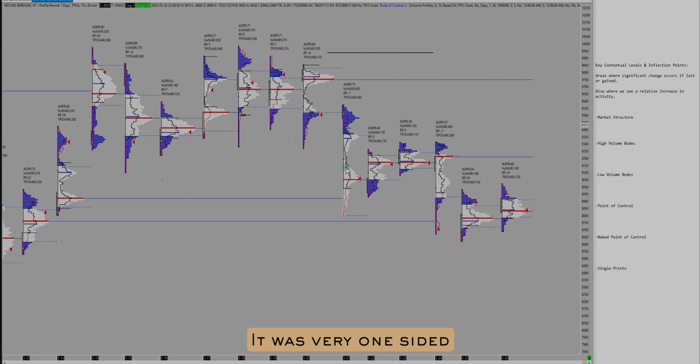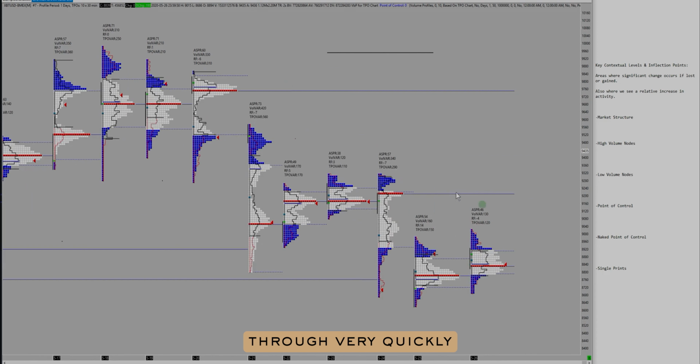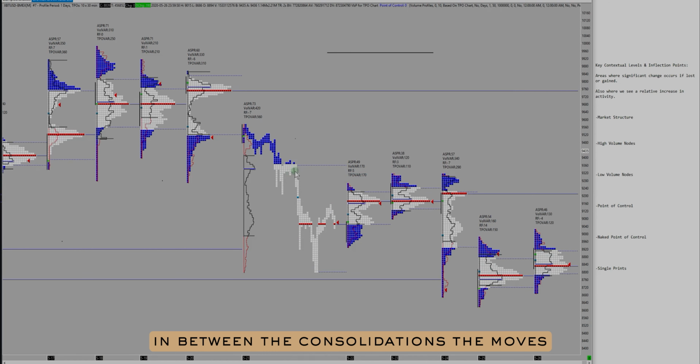It was very one-sided. These low volume nodes are areas where the market passed through very quickly. So typically you'll see that they are formed during trends. So if this is a trending structure right here, in between the consolidations, the moves, the expansions between consolidation to new consolidation, those expansions result in a low volume structure.